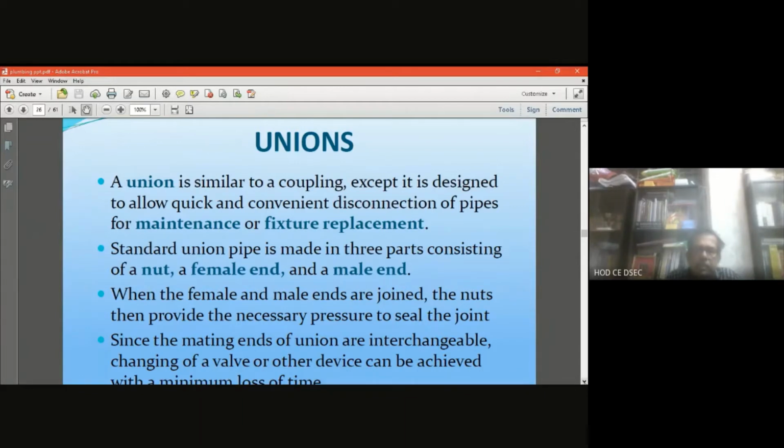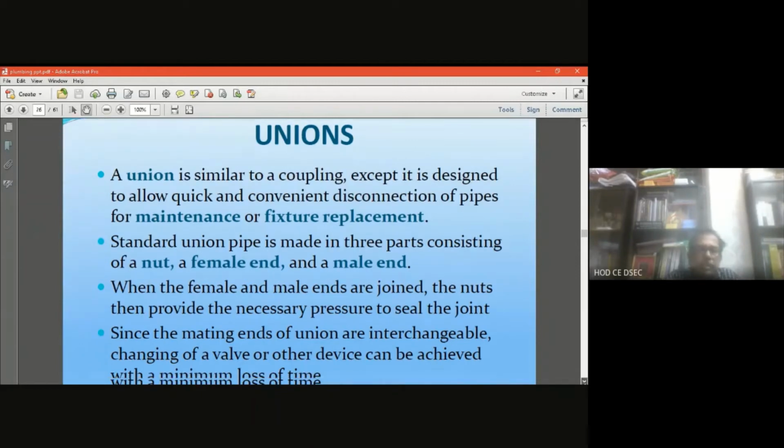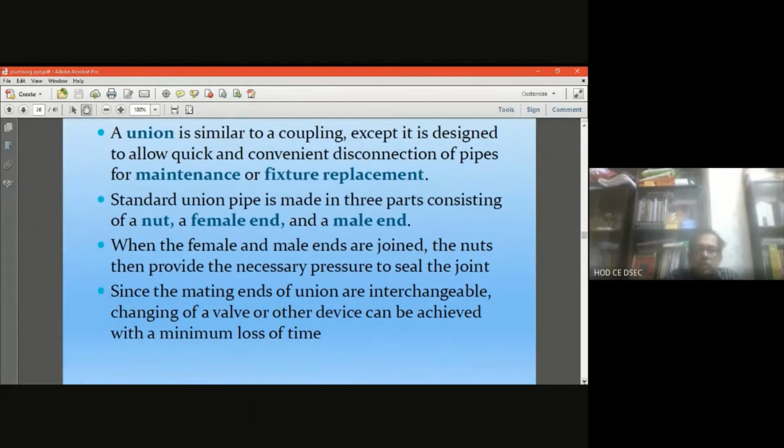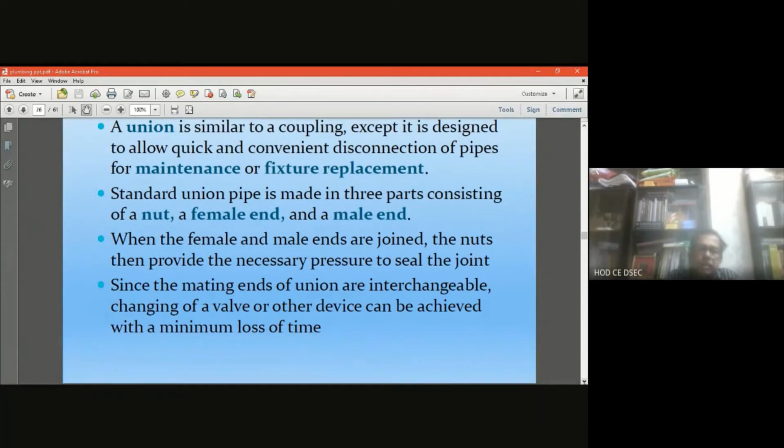A standard union pipe is made in three parts, consisting of a nut, a female end, and a male end. You can say female thread, male thread, that terminology can also be used, and a nut, obviously the hexagonal nut. So that is the terminology used in a standard union pipe, which is made in three parts: the hexagonal nut, the female thread, and the male thread. When the female and male ends are joined, the nut provides the necessary pressure to seal the joint.